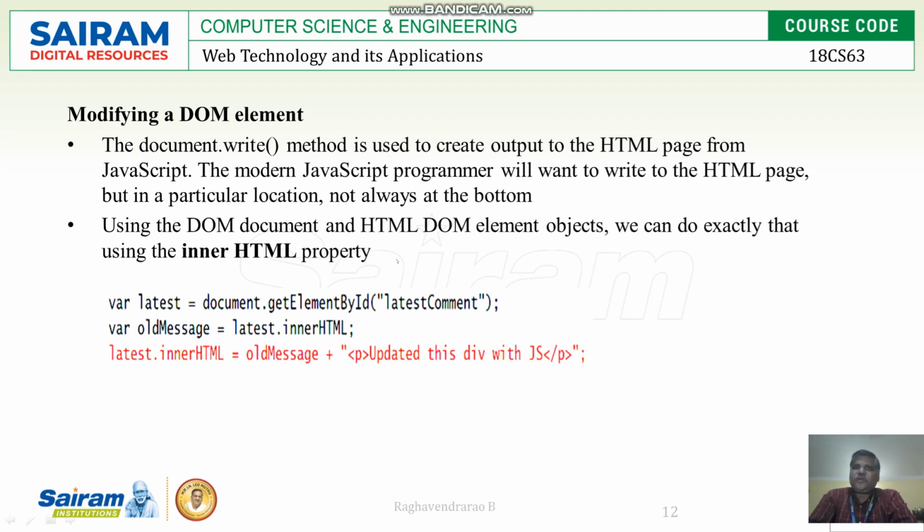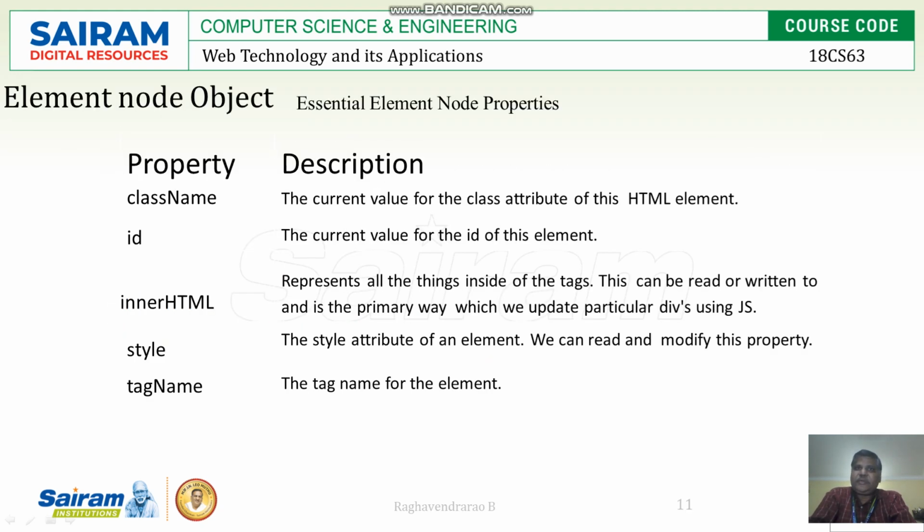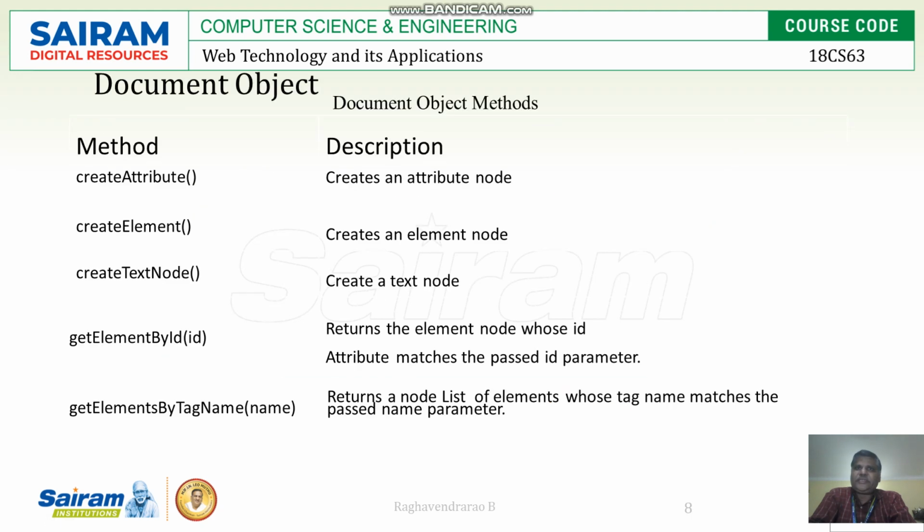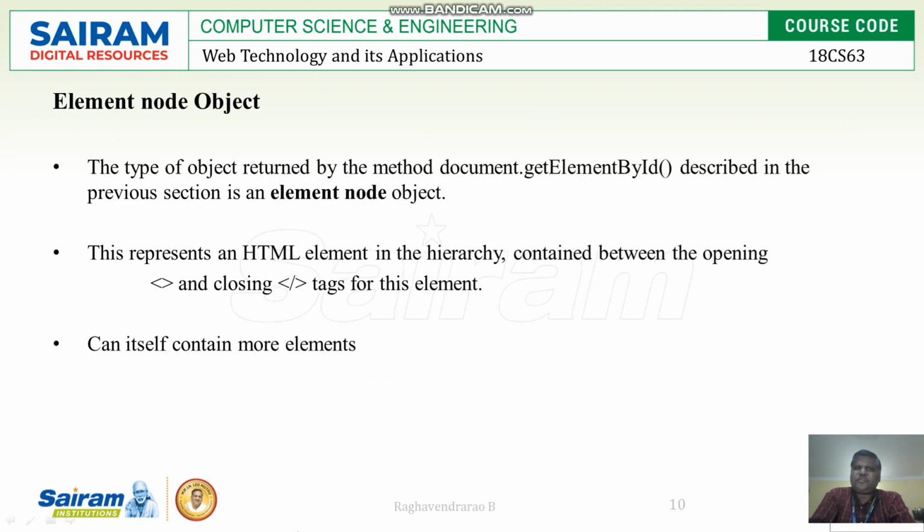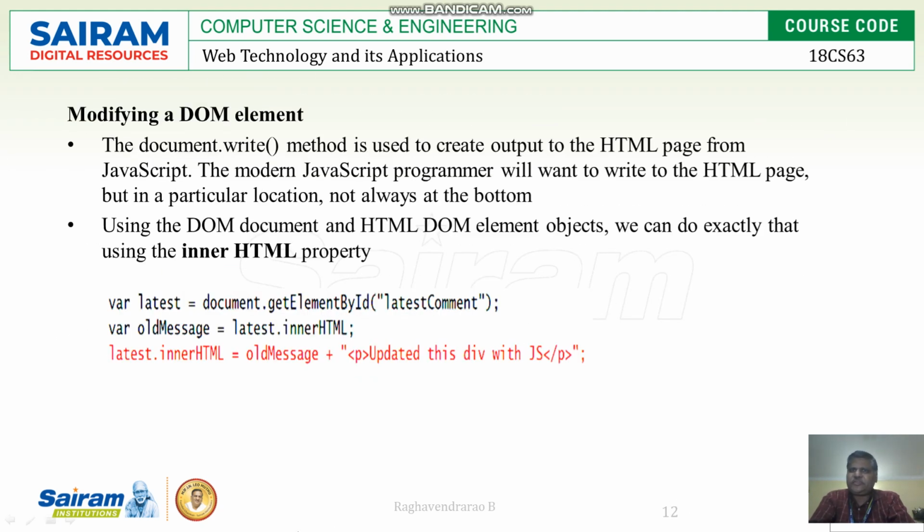Now, using this DOM document object, you can use the innerHTML property. By using that you can update content. So here is an example for that. var latest = document.getElementById("latestcomment"). What is the latest comment? Previously, if you look at the latest comment, some data is going to be present in that.